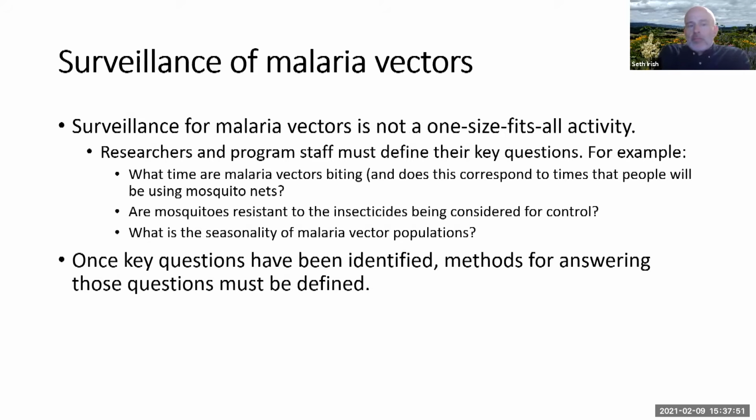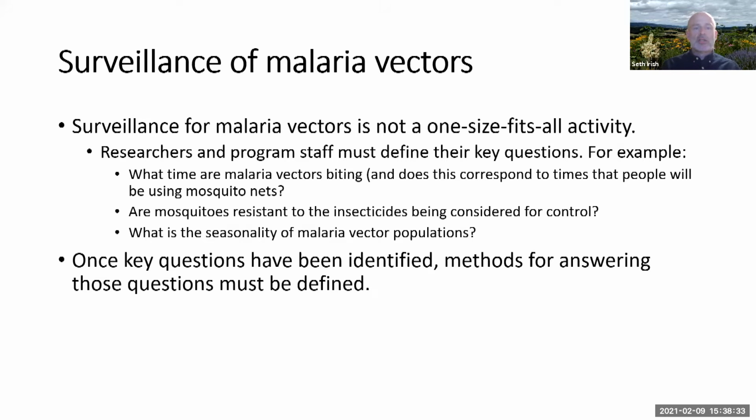So surveillance of malaria vectors is not a one-size-fits-all activity. It's really something that you need to think about before you start your work, and think what are the key questions that the National Malaria Control Program needs to answer to better conduct vector control activities. So for example, one of your questions might be, what time are your malaria vectors biting? And does the time that the malaria vectors are biting correspond to the times that people might use mosquito nets?